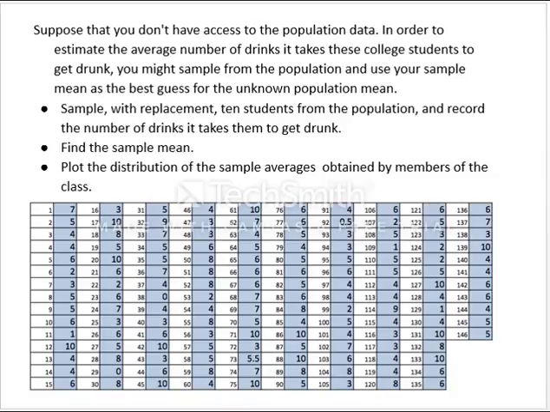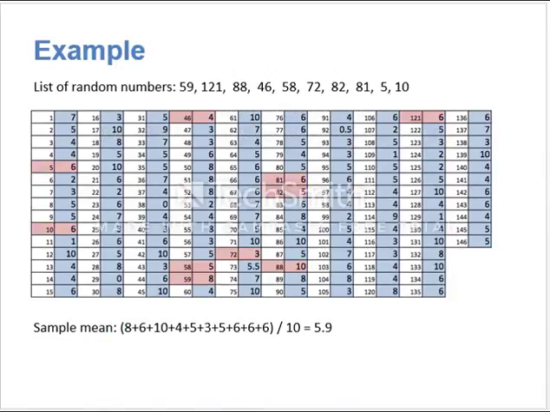Okay, so we might sample with replacement 10 students from the population and record the number of drinks it takes them to get drunk. Then we find that sample mean and plot the distribution of the sample averages. Now, I do a similar activity with students when I teach, except I actually have groups of students, and each of them gets their own random sample. We plot it together, and then we can even use simulation to see if we continued this process over and over and over, what would it look like? And I'll show you that in the next video set. Okay, but here I'm just going to show you perhaps the results of one group.